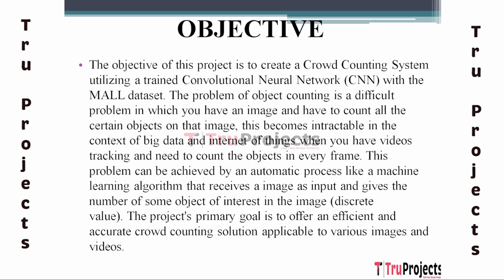development. Objective. The goal of the project is to develop a crowd counting system that makes use of a trained convolutional neural network CNN and the MALL dataset. Object counting is a challenging problem in which we have an image and must count all of the specific objects in that image. This becomes intractable in the setting of big data and the Internet of Things when we have video tracking and must count the objects in each frame. An artificial procedure such as a machine learning algorithm can solve this problem by receiving an image as input and returning the number of some object of interest in the image. The major purpose of the project is to provide a practical and accurate crowd counting system.